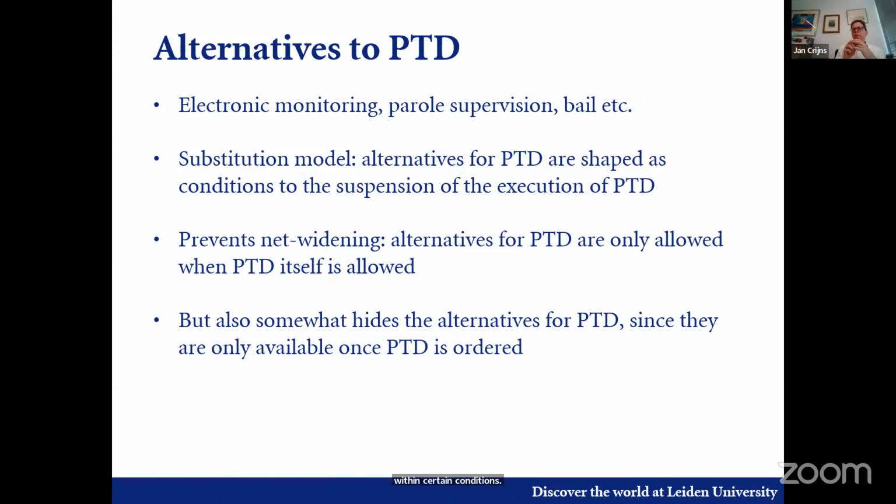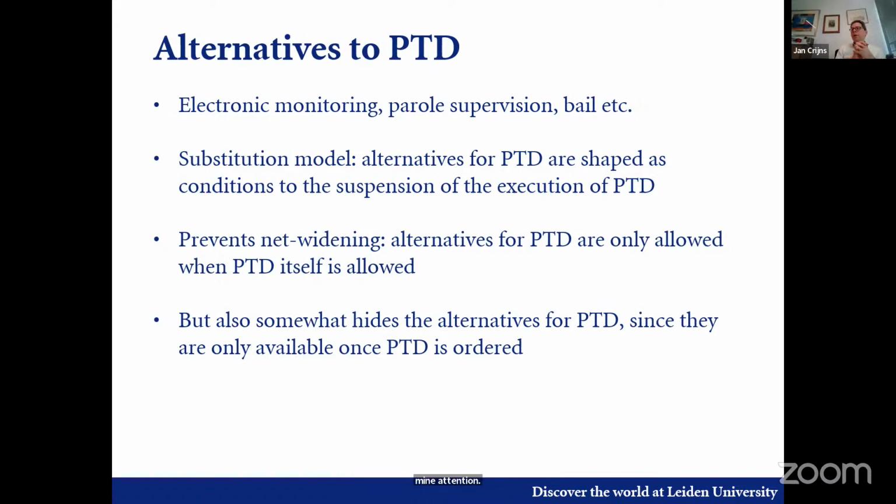So there's a possibility for the judge to say, well, I ordered the pre-trial detention, but nevertheless, I will release you, but I only will release you under certain conditions. For instance, electronic monitoring, etc. So the alternatives to pre-trial detention are shaped in the Netherlands as conditions to the suspension of the execution of the pre-trial detention. And there's a good reason for that, because it prevents net widening. It prevents that you will order all kinds of alternatives in all kinds of cases, also in minor cases.